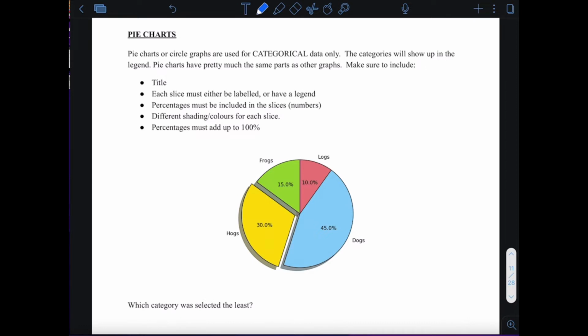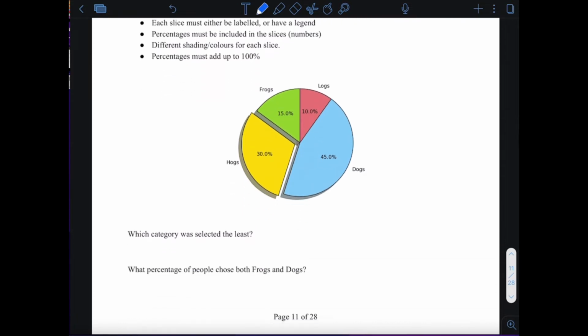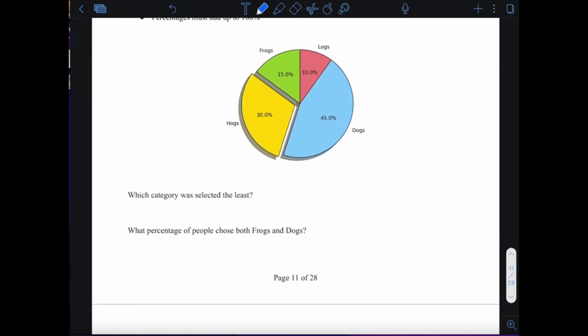They should have a title, and it's easier to see if you use different colors for each slice, okay? And either they're labeled or they have to have a legend. So I'm not really sure what we're looking at here exactly, but I can see that it's broken down into frogs, logs, dogs, and hogs, okay? So when I look at this graph, I know that all of these things should add to 100%. So which category was selected the least? I can see that logs were selected the least at 10%.